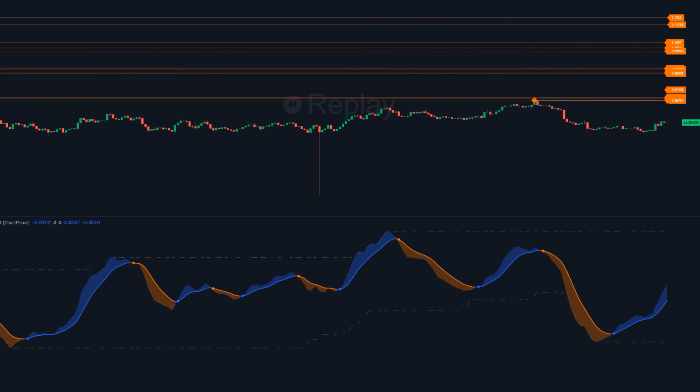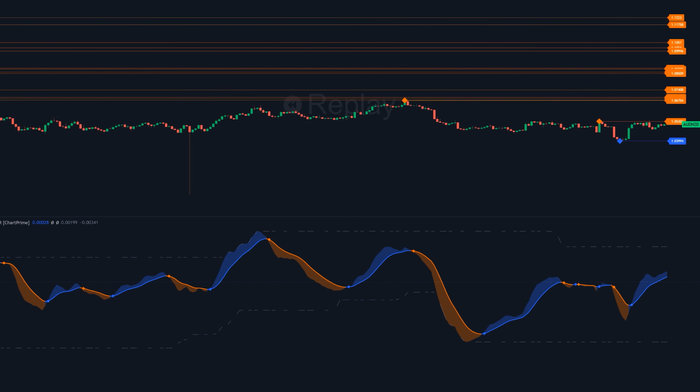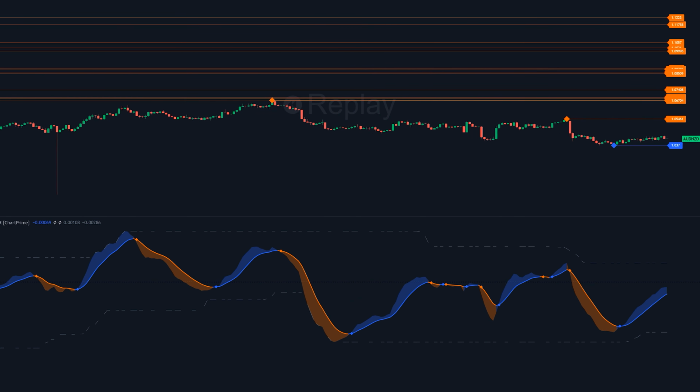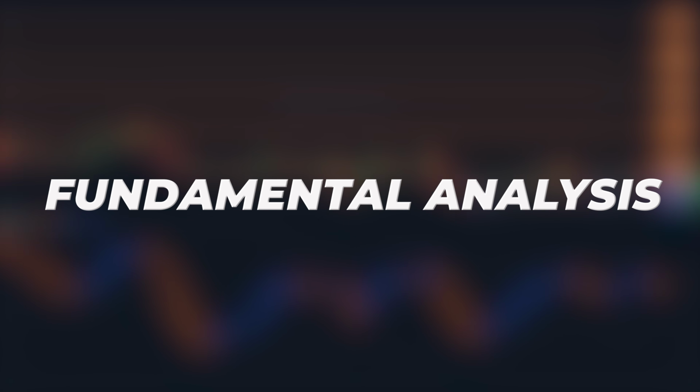Now, it's really important to remember that this is not financial advice. The strategy ideas we talked about are based purely on this indicator. For actual trading, you should always consider adding your own price action analysis, fundamental analysis, or other confluences to make more informed decisions.